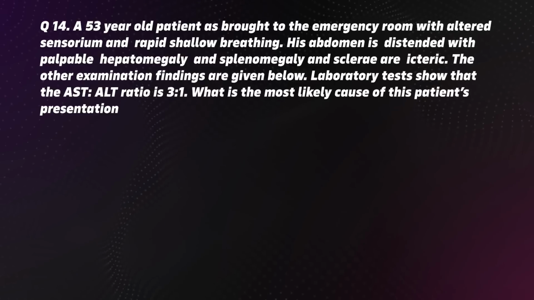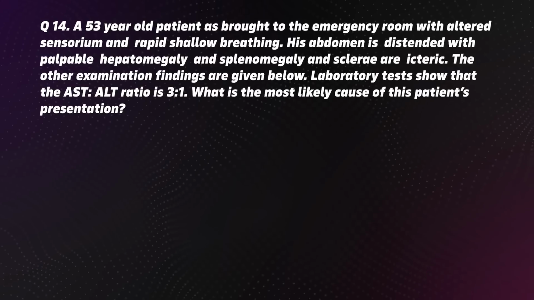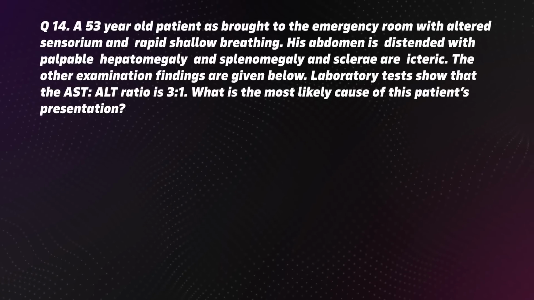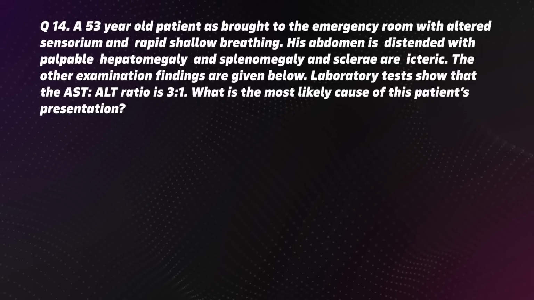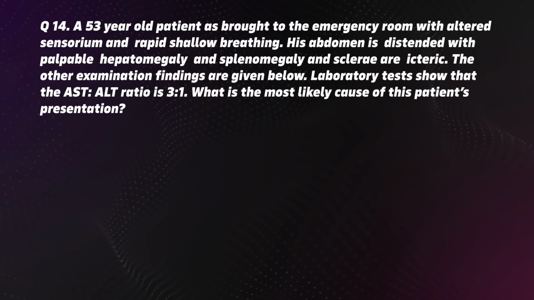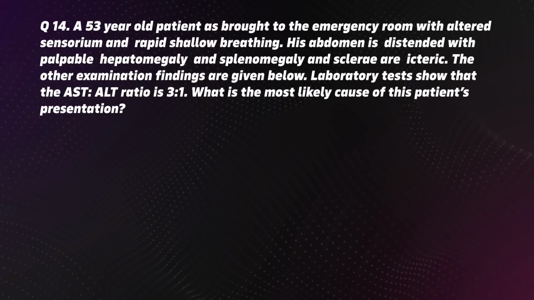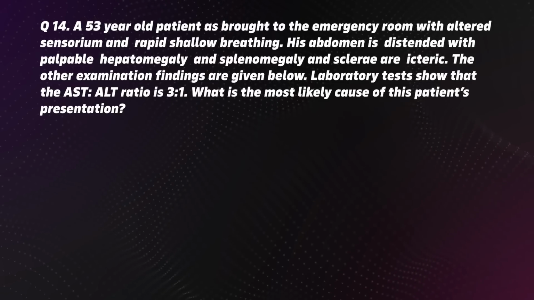Question 14. A 53-year-old patient is brought to the emergency room with altered sensorium and rapid shallow breathing. His abdomen is distended with palpable hepatomegaly and splenomegaly and sclerae are icteric. The other examination findings are given below. Laboratory tests show that the AST-ALT ratio is 3:1.